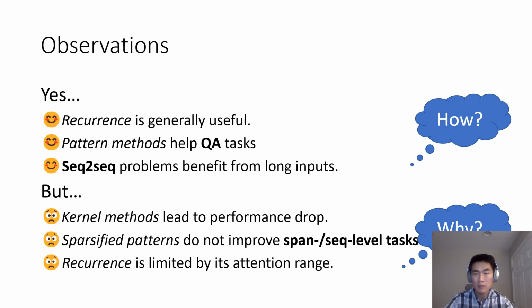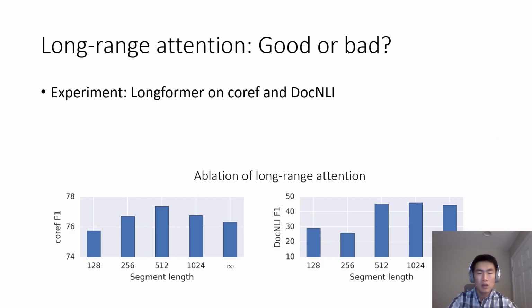Beyond those observations, we also want to answer 2 questions. How are they helpful, and why are they not working? The fundamental question to answer is, is it really necessary to have a long-range attention? We conduct experiments with Longformer on coreference resolution and document-level natural language inference.